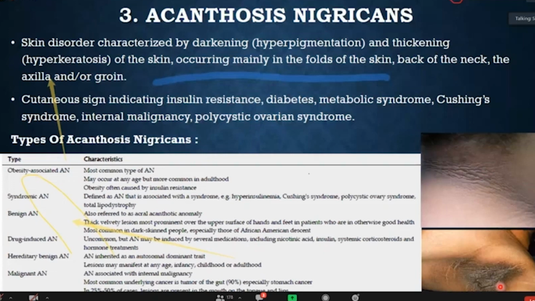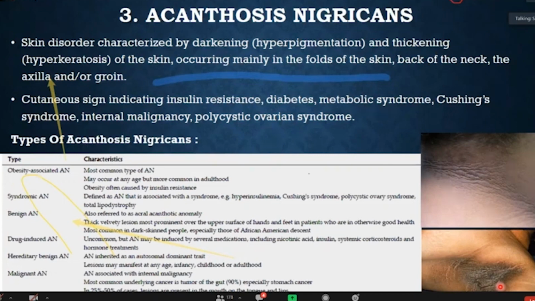I am not going to discuss metabolic syndrome now, but not only in metabolic syndrome, acanthosis nigricans is also seen in obesity. It is a marker of internal malignancy. It is also seen in drug-induced cases, hereditary malignancy, polycystic ovary syndrome, again as a part of metabolic syndrome, and also in Cushing syndrome. So acanthosis nigricans can have many differential diagnoses, but as a part of cardiovascular disease, you should know it is a marker of metabolic syndrome.